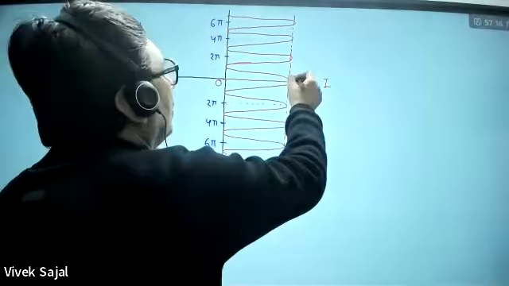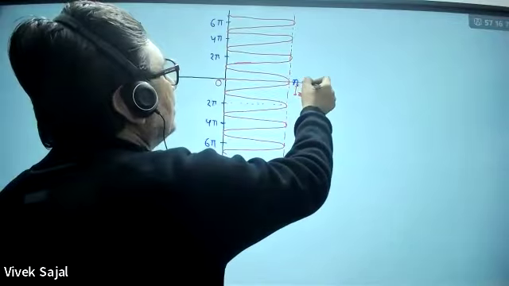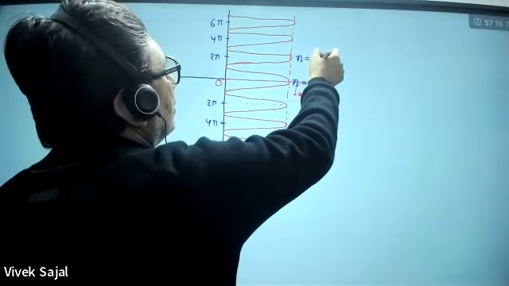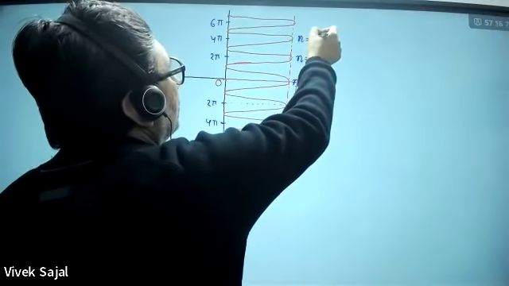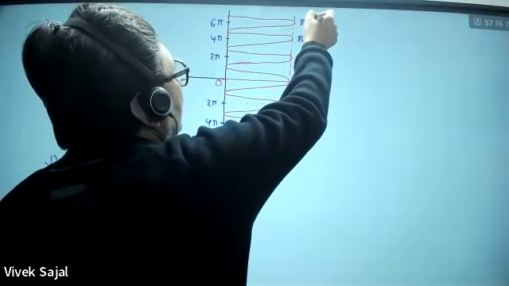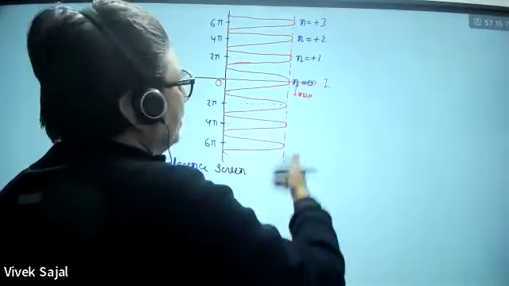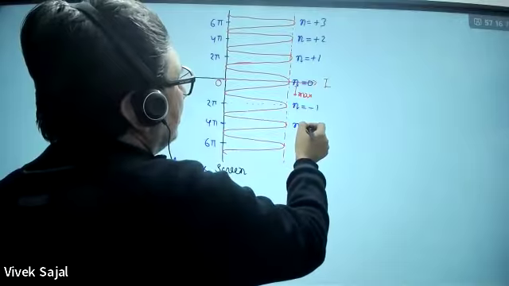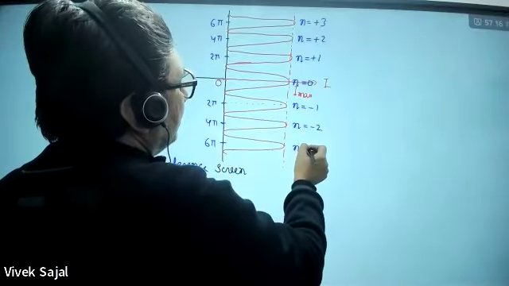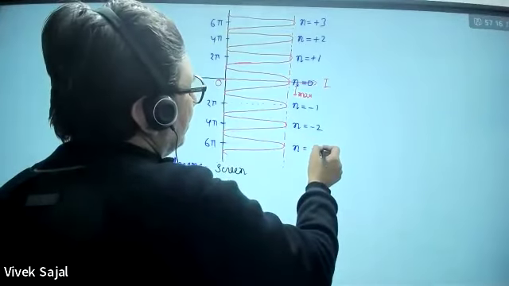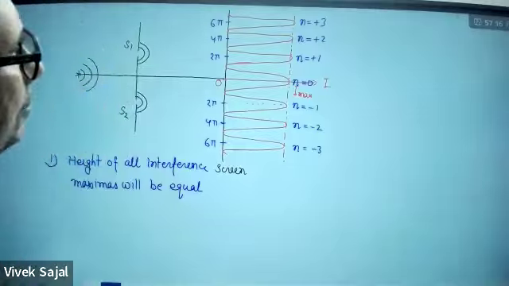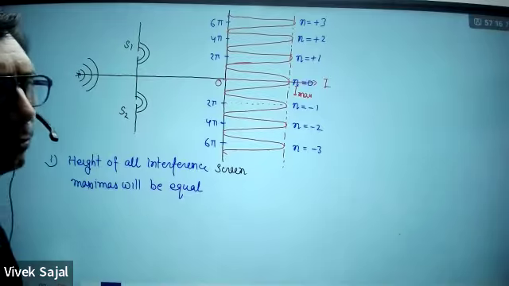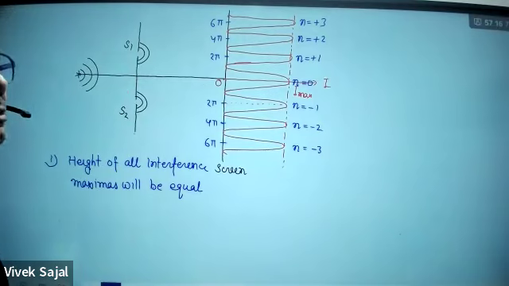This is called the central maxima or zeroth order maxima. On the upper side, you can say this is n equal to plus 1, n equal to plus 2, n equal to plus 3. On the lower side, just to represent that they are on the lower side, otherwise there is no difference, this will be minus 1, minus 2. Or even you can write plus 1, plus 2, plus 3 in this. This type of interference pattern is observed on the screen.